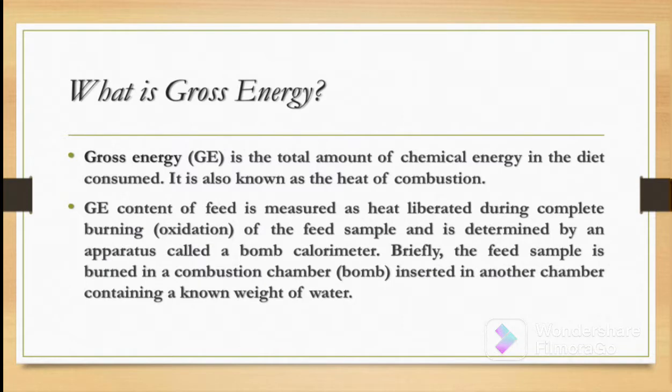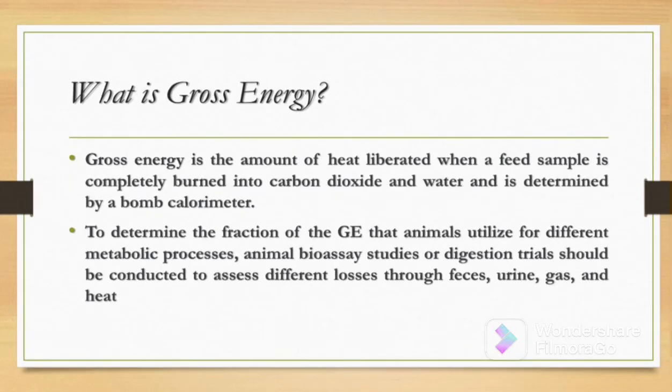High protein and high fat feeds will have more energy than high carbohydrate feeds, and feeds with high ash will have less energy than lower ash feeds. Gross energy is the amount of heat liberated when a feed sample is completely burned into carbon dioxide and water, and is determined by a bomb calorimeter. To determine the fraction of the GE that animals utilize for different metabolic processes, animal bioassay studies or digestion trials should be conducted to assess different losses through feces, urine, gas, and heat.